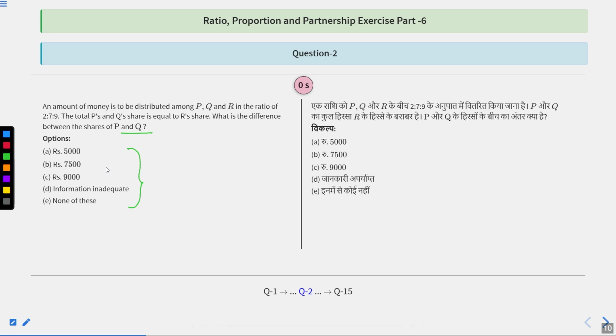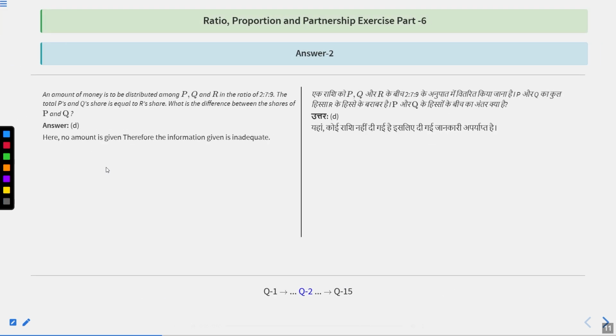Now time's up. Let's see the solution. This is a logical question. We don't calculate the values first. First we understand the question. The question says that an amount of money is distributed among P, Q, and R in the ratio 2:7:9. But in this question, the amount is not given. So how can we calculate the profit share or distribute the money? This data is inadequate. So we can choose that information given is inadequate. D is the correct answer.